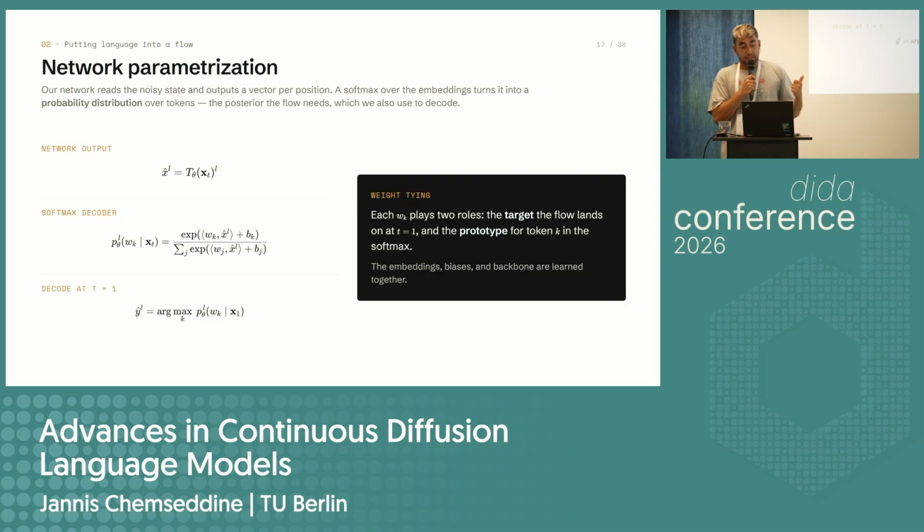So this is the key point. In continuous diffusion, you suddenly have these embeddings playing two roles. They are not only used for the output to get the probabilities, but they are also used to even define the flow. And we can also use this at some point if we want to go back from continuous space to tokens. We can always use this kind of parameterization to get back. So we already know what our decoder is going to be.